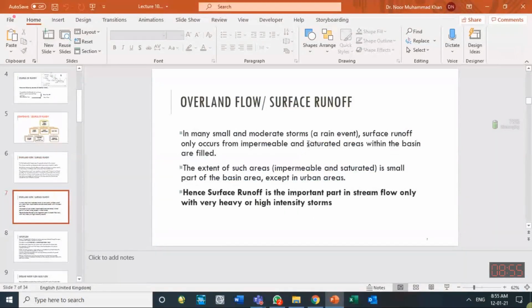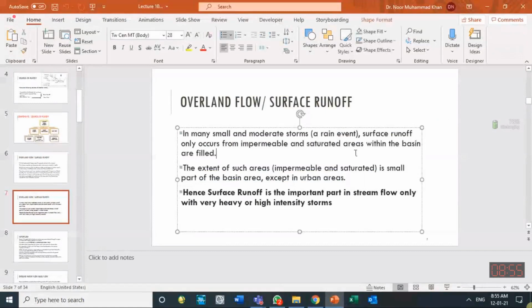Or if that surface is already saturated because of previous rain or some other reason, then surface runoff will occur. The extent of such areas is a small part of the basin. So these impermeable areas in natural catchment areas are small. As we are urbanizing, as we are making the areas impermeable, this surface runoff is increasing.